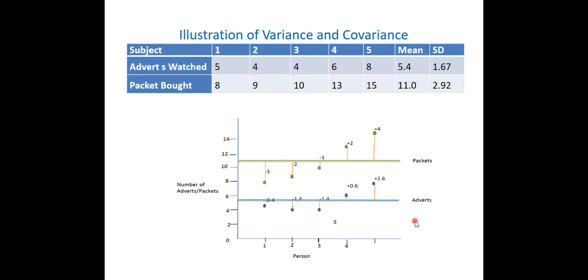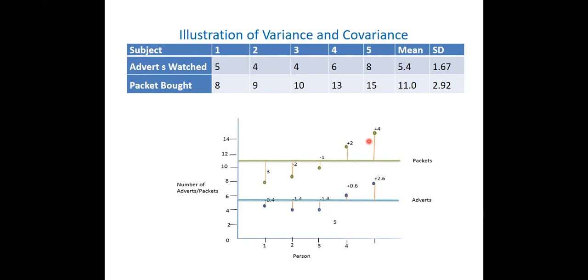Just pictorially, look at the variation. For numbers 1, 2, 3, the number of adverts watched is below the mean. The same thing, the number of packets bought is below the mean. While for the last two, numbers 4 and 5, the number of adverts watched is above the mean, and the number of packets bought is above the mean. You can say that the adverts watched and packets bought covary, and that is a positive covariance, because if one increases, the other one increases.